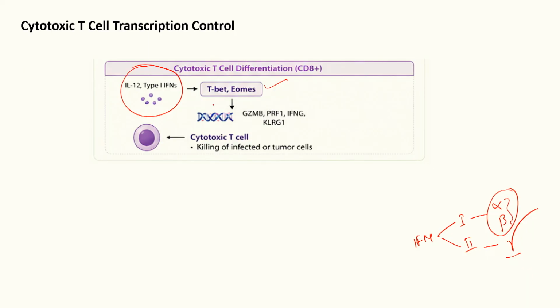And after this transcription factor binds to the DNA, we get expression of granzyme, perforin, interferon gamma and KLRG1. These are very critical proteins produced upon activation of CD8 plus, and this further differentiates the cell into a cytotoxic T cell population, which is very important in killing the infected cells, and killing very specifically the tumor cell.